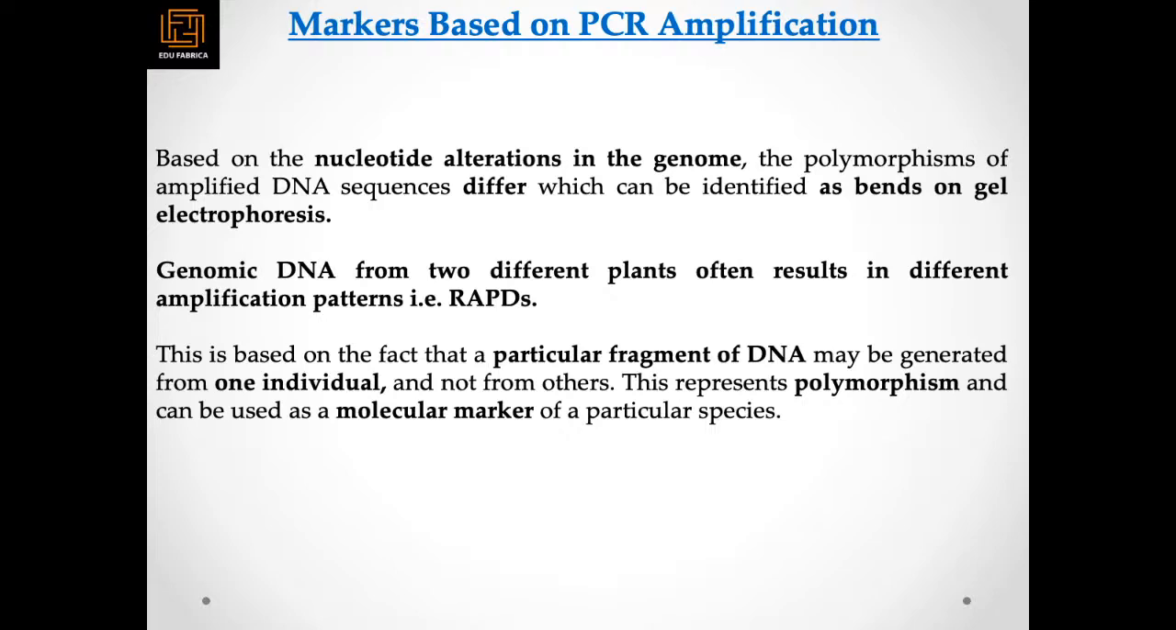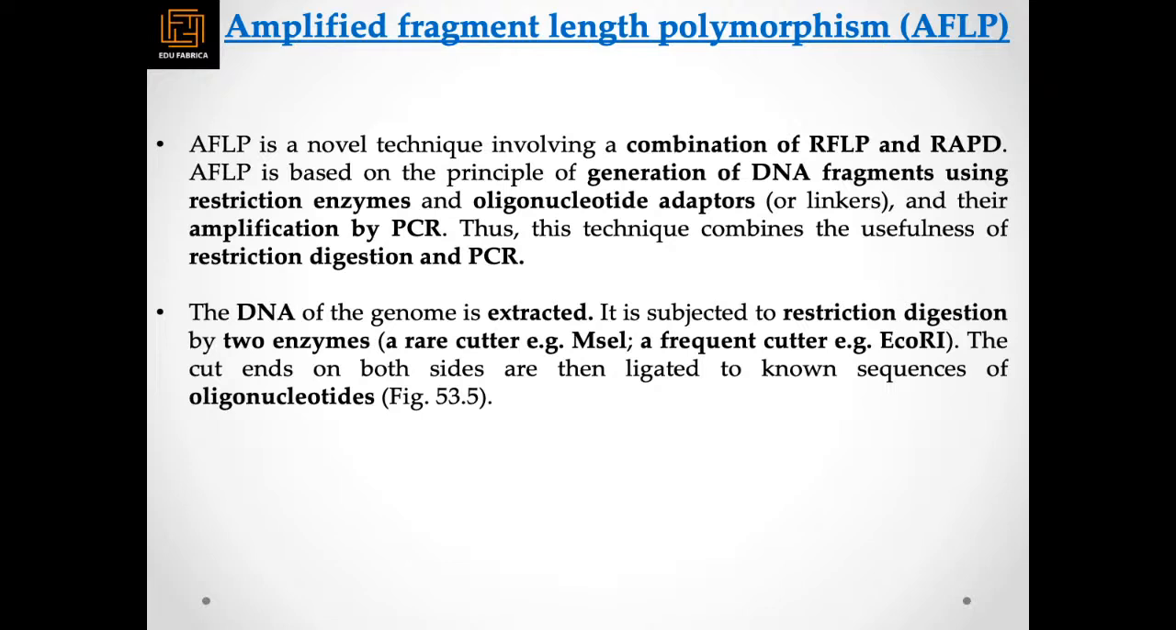Now another one, the PCR based markers, let's discuss this one, amplified fragment length polymorphism, that is AFLP. So basically, if we have discussed RFLP and RAPD, AFLP is a combination of both RFLP and RAPD. AFLP is based on the principle of generation of DNA fragments using restriction enzymes and oligonucleotide adapters and their amplification by PCR. Thus, this technique combines the usefulness of restriction digestion and PCR.